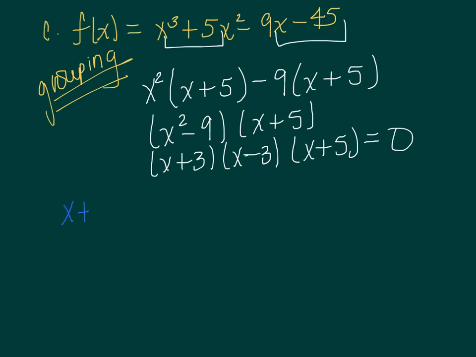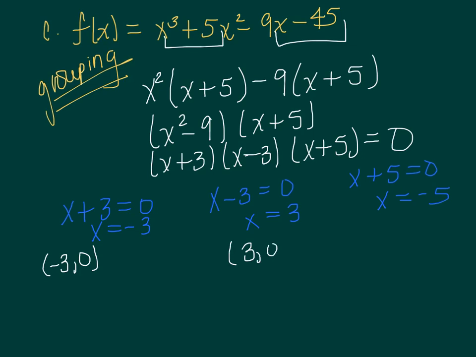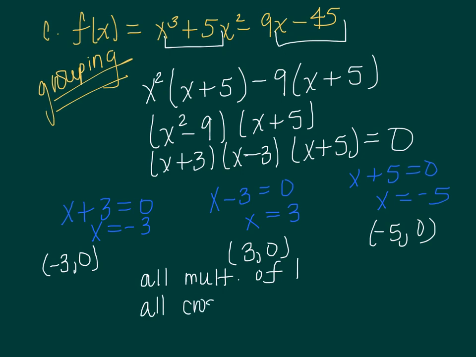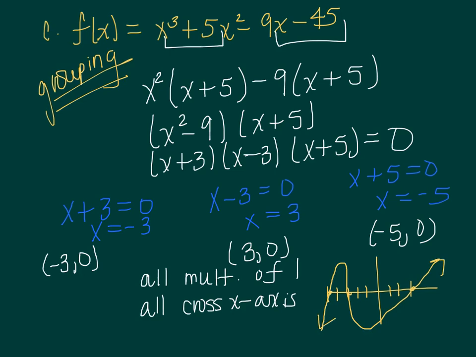I'm going to set each one equal to 0. And notice they all have a multiplicity of 1 because they all occur once. So that's negative 3, 0, 3, 0, negative 5, 0, all multiplicity of 1, all will cross the x-axis. So if you had your graphing calculator, they would cross, cross, and cross. So crossing means it goes right through the x-axis.